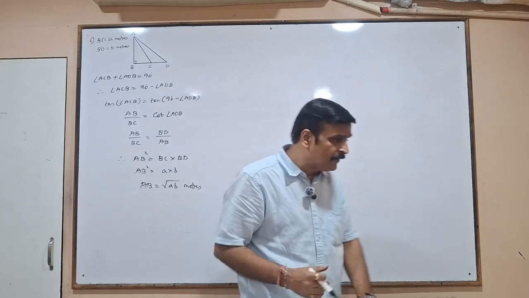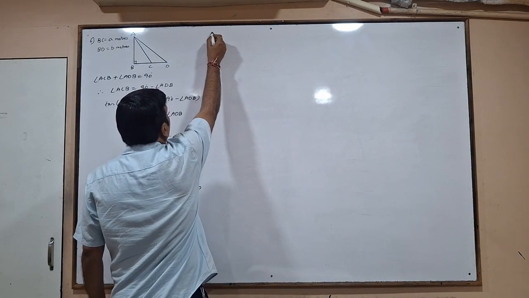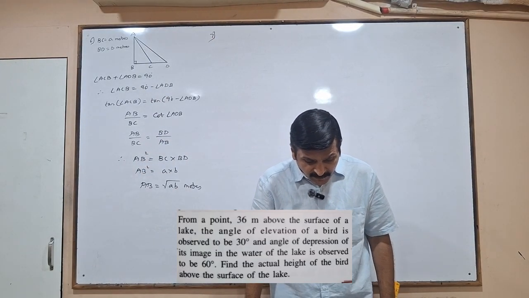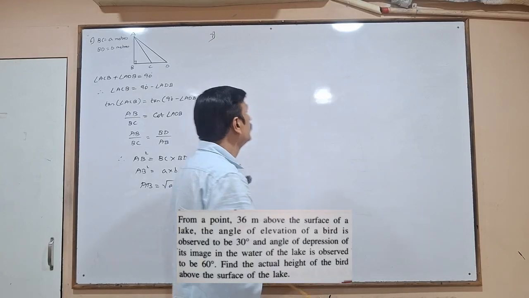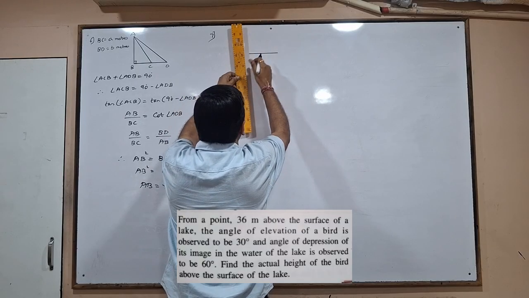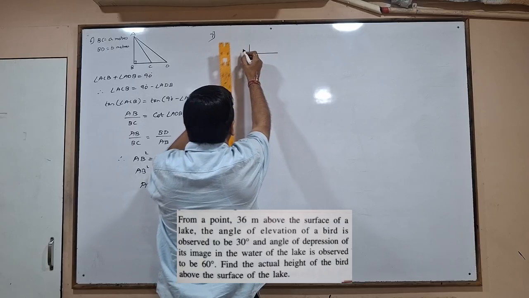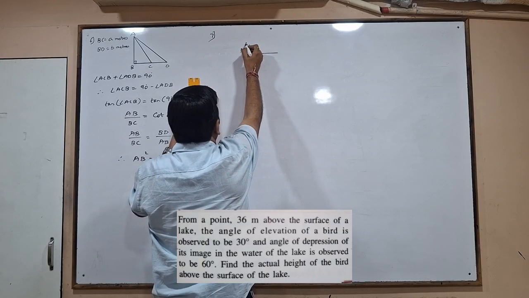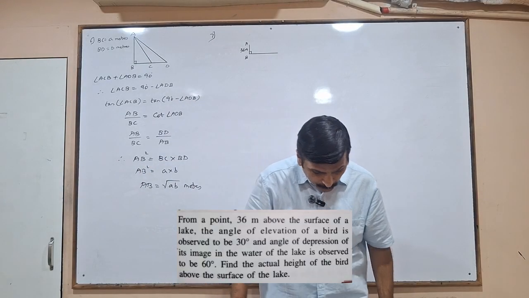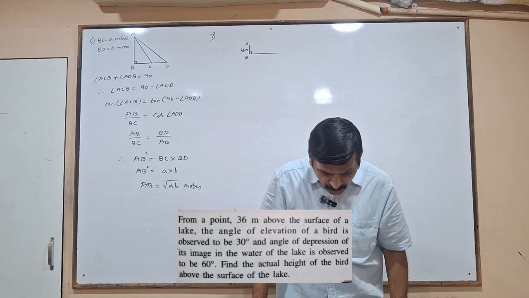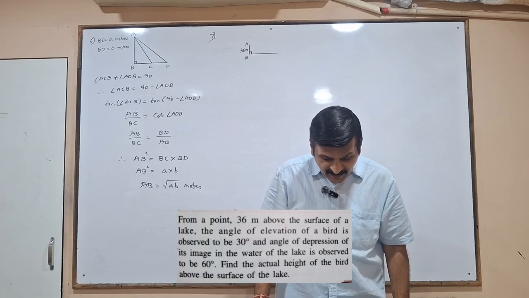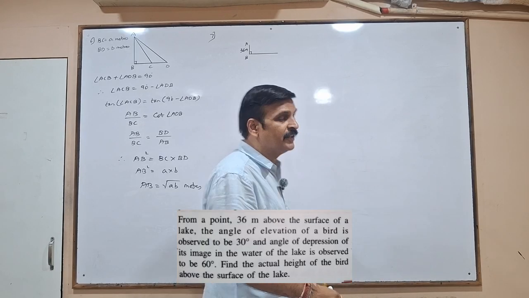Next, question number 7, slightly different. From a point 36 meters above the surface of a lake. So if I take this as a surface, this has 36 meters above the surface of the lake. The angle of elevation of a bird is observed to be 30 degrees and angle of depression of its image in the water is observed to be 60 degrees.